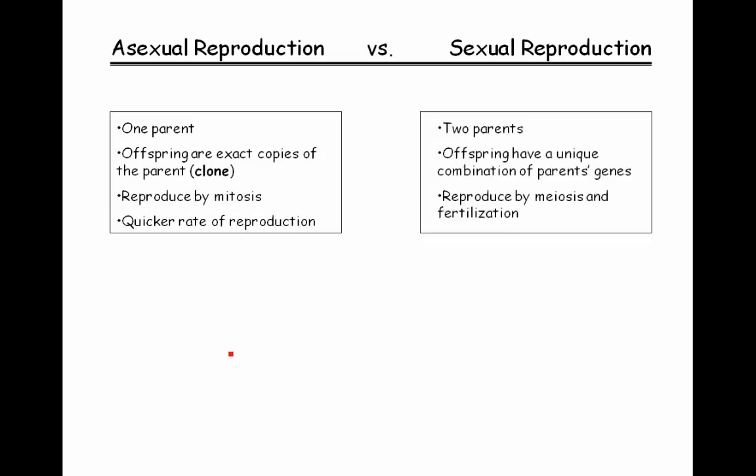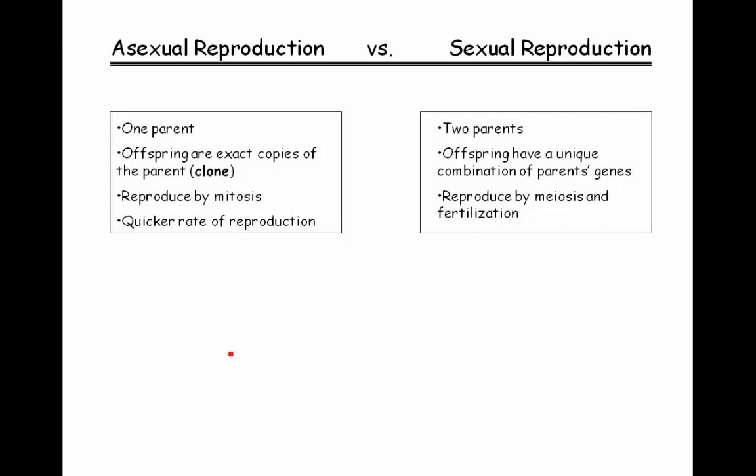Sexual reproduction is going to require two parents. The offspring that you get are going to have a unique combination of the parents' genes. This is also going to involve both a cell division and then a fertilization that will take place after that. So we will have this new type of cell division, which we call meiosis, that will produce the egg and the sperm cells, and then the egg and the sperm cells will come together in that process of fertilization.